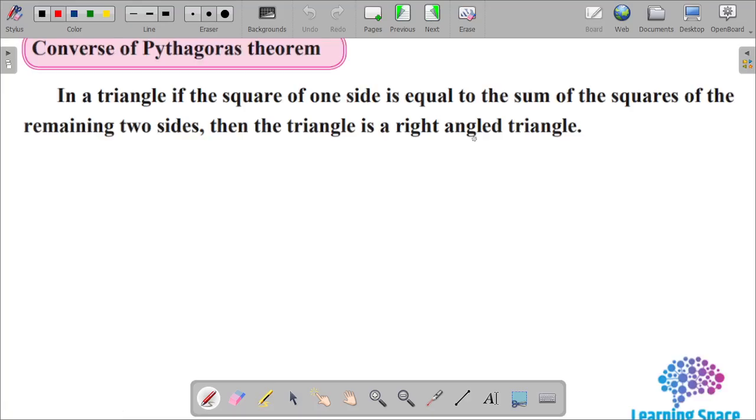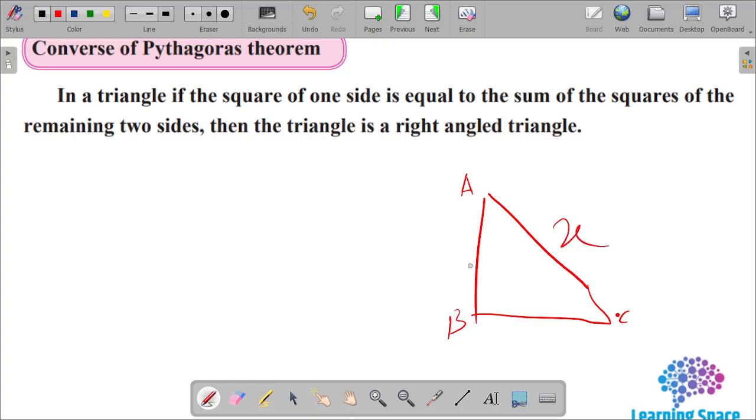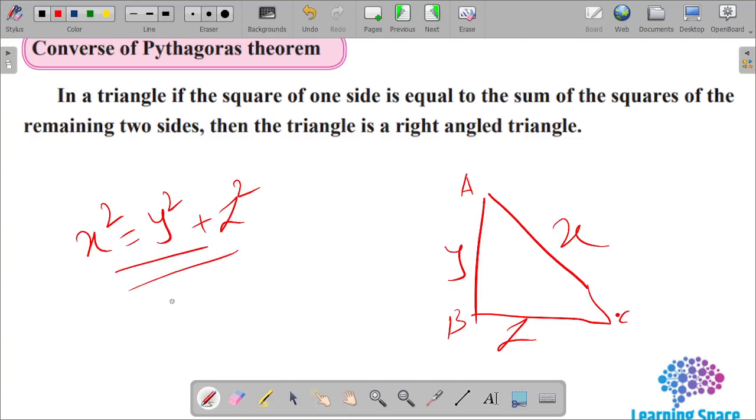So the converse of Pythagoras theorem says, suppose this is a triangle A, B and C, and the hypotenuse is X, AB is Y, BC is Z. If in this triangle the relationship X square equals Y square plus Z square holds true, we can definitely say that the measure of angle ABC must be 90 degrees. Right? Let's go ahead.